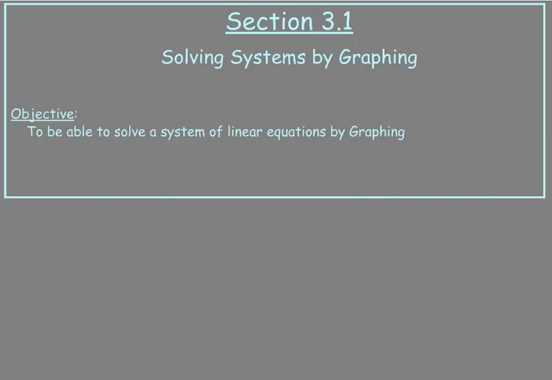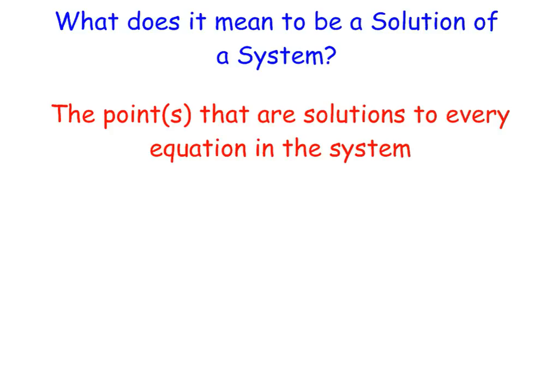Today we're going to look at section 3.1, solving systems by graphing. And our main goal is to be able to solve a system of linear equations by graphing it, either by hand or using the graphing calculator. So what does it mean to solve or to be a solution of a system?